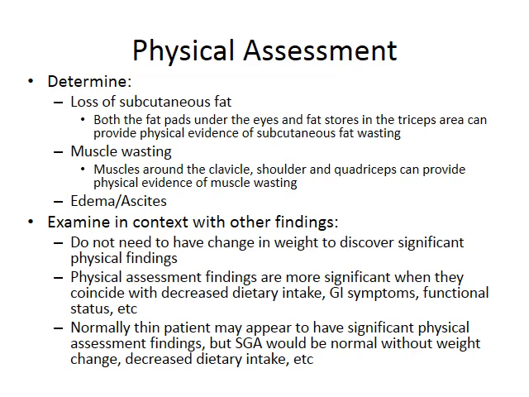Physical assessment findings are more significant when they are coinciding with decreased dietary intake, GI symptoms, and a decrease in functional status. And finally, a normally thin patient may appear to have significant physical assessment findings, but the rest of the SGA indicates that the patient is actually normal since they've had no change in weight or dietary intake. They are just normally thin.